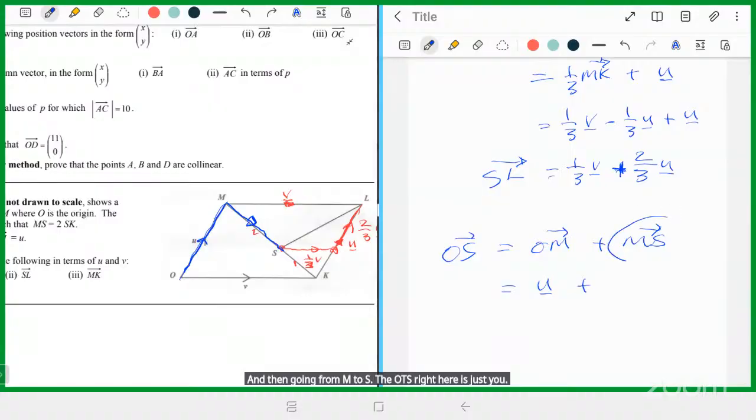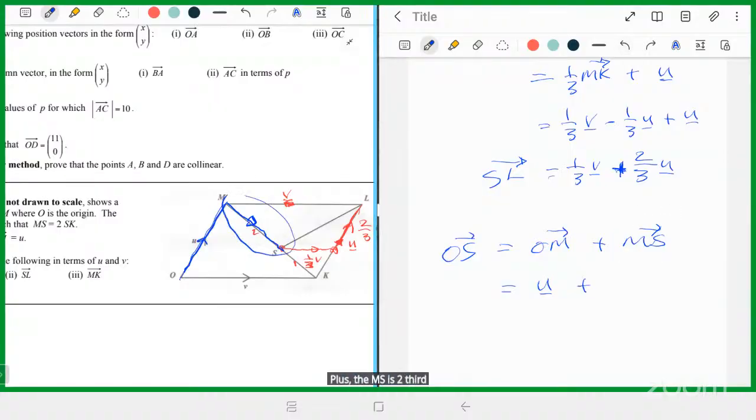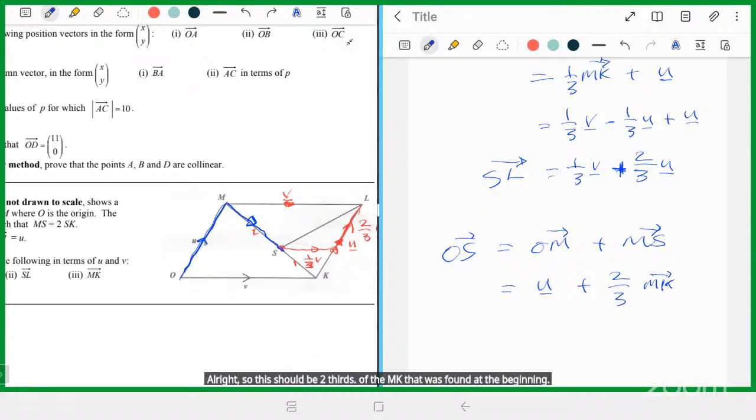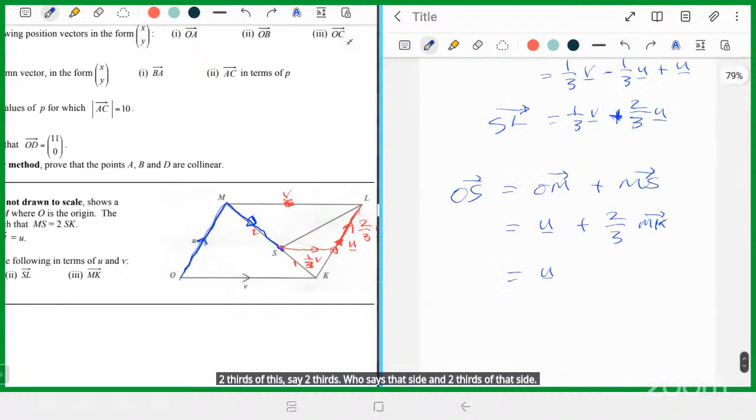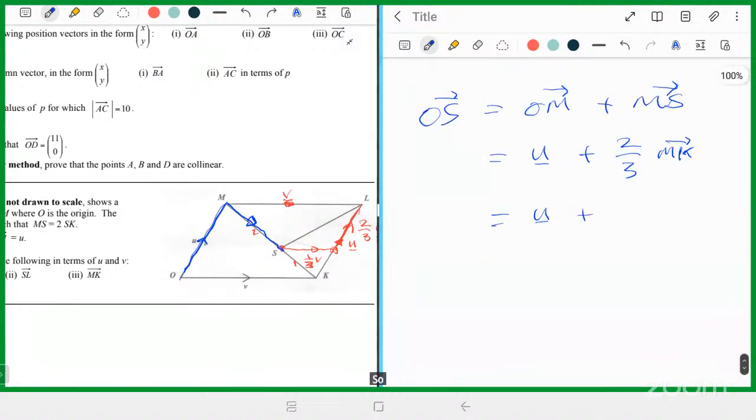Now the O to M right here is just U, plus the MS is 2/3. This MS is 2/3 of the full MK, right? So this will be 2/3 of the MK that we found at the beginning. So that will be a whole U, and then 2/3 of MK would be 2/3 of this. So 2/3 of that side and 2/3 of that side. So this will be 2/3 V minus 2/3 U.